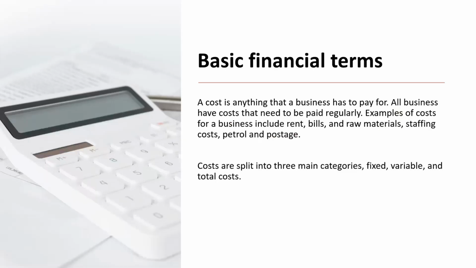A cost is anything that a business has to pay for. All businesses have costs that need to be paid regularly. Examples of costs for a business include rent, bills, raw materials, staffing costs, and petrol and postage. Costs are split into three main categories: fixed, variable, and total costs.